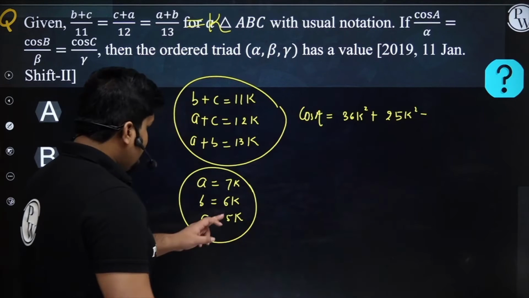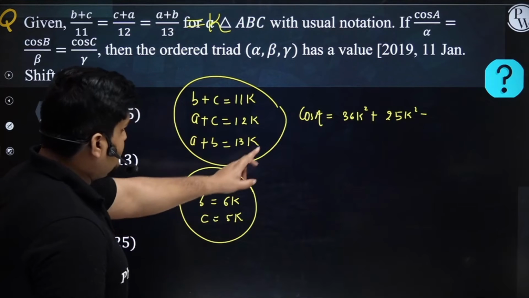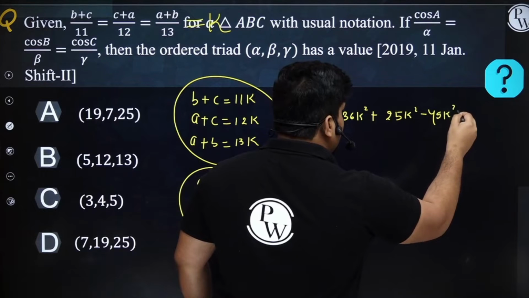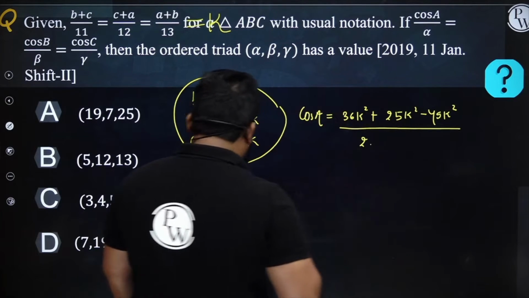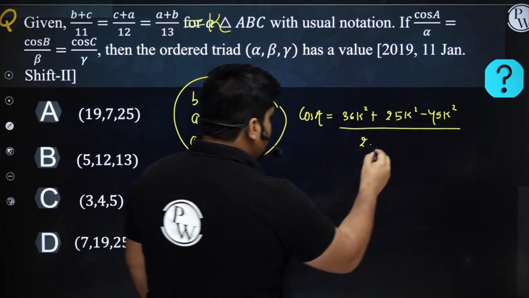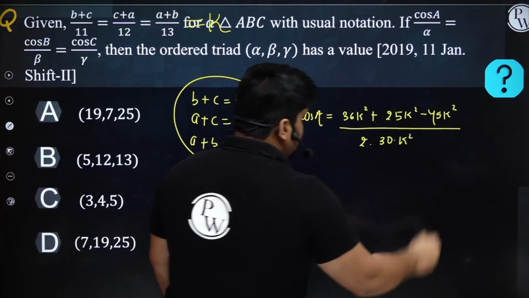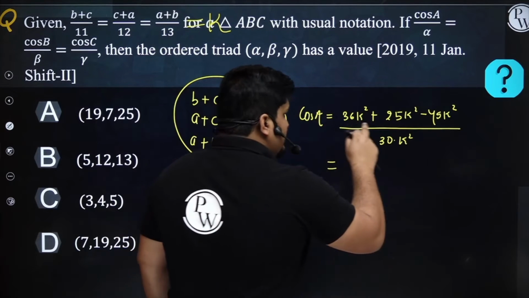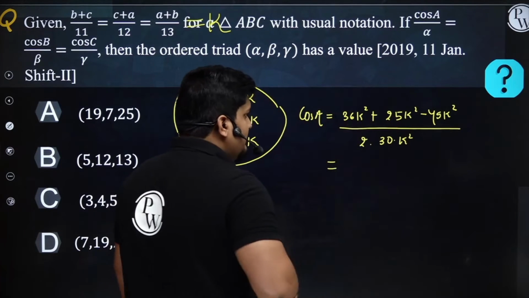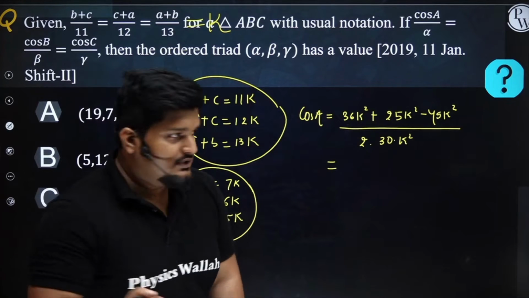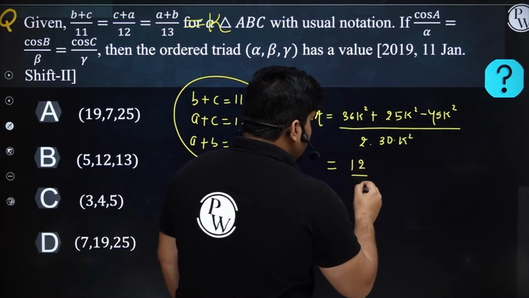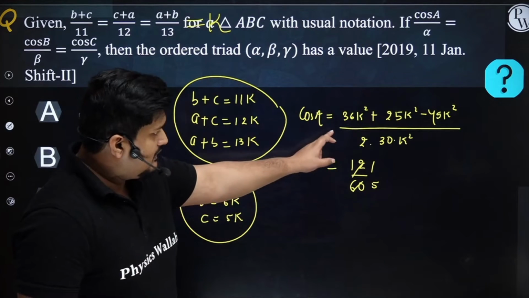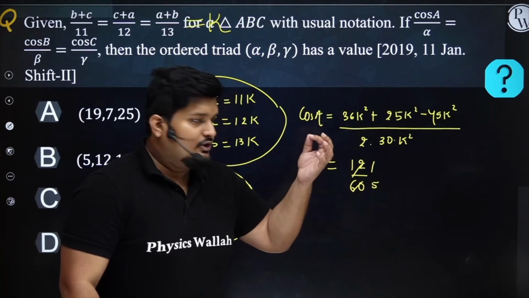Okay, this is 25K square. This is 36K square plus 25K square minus 49K square, divided by twice of B into C, so 6K into 5K, that is 30K square. This is the value of cos A. So simplified, the 30K square will cancel out. So 36 plus 25 is 61, 61 minus 49 is 12. So this is 12 divided by 60, which is 1 upon 5. So we got the result for cos A.